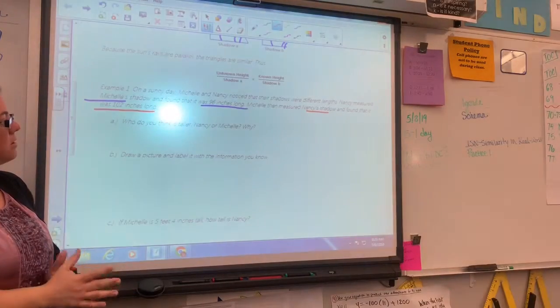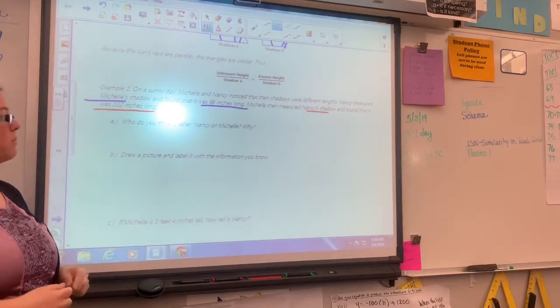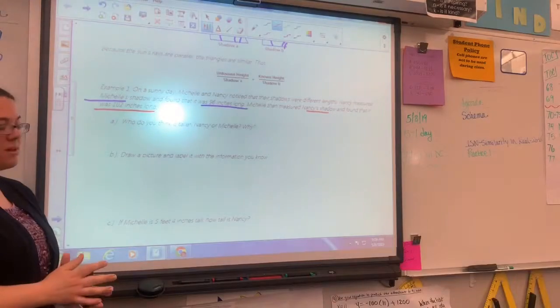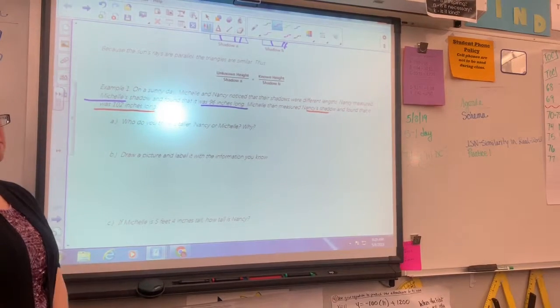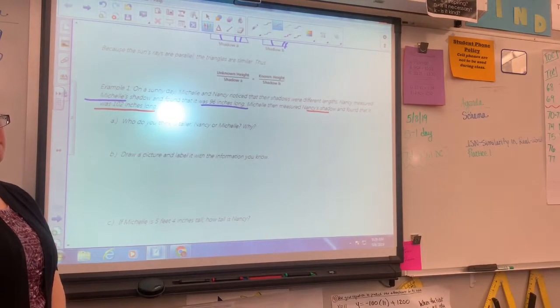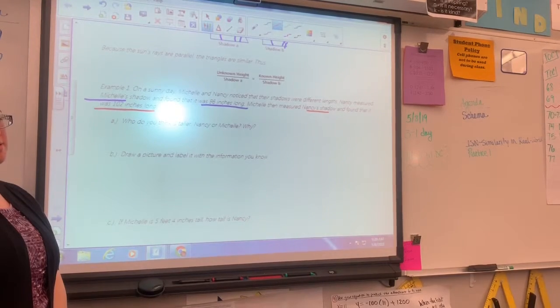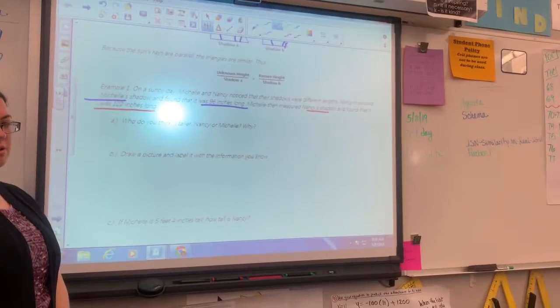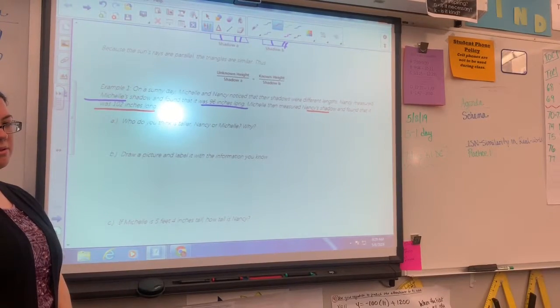Why do you think Michelle's taller? I feel like short people have longer shadows. You feel like short people have longer shadows? Do you guys agree with that? I don't know. I think that is true because they're shorter to the ground, and I've noticed with babies walking, the shadow is really far. What if a parent walks next to them? The shadow would stay very long.